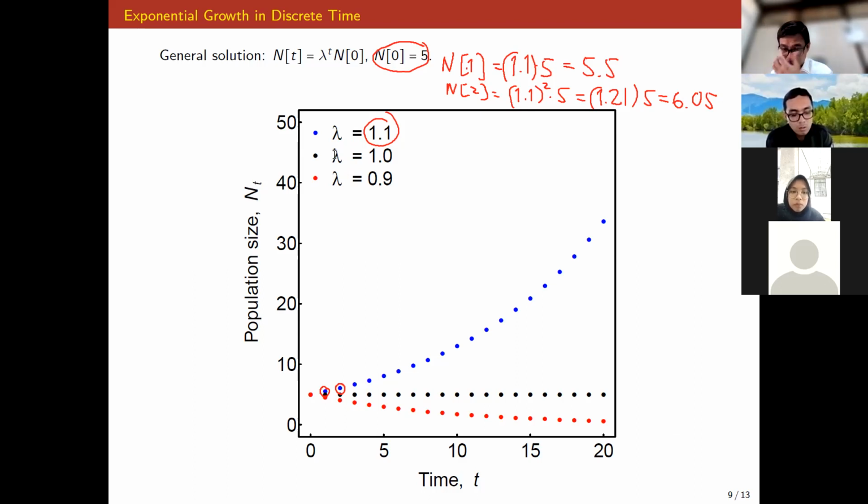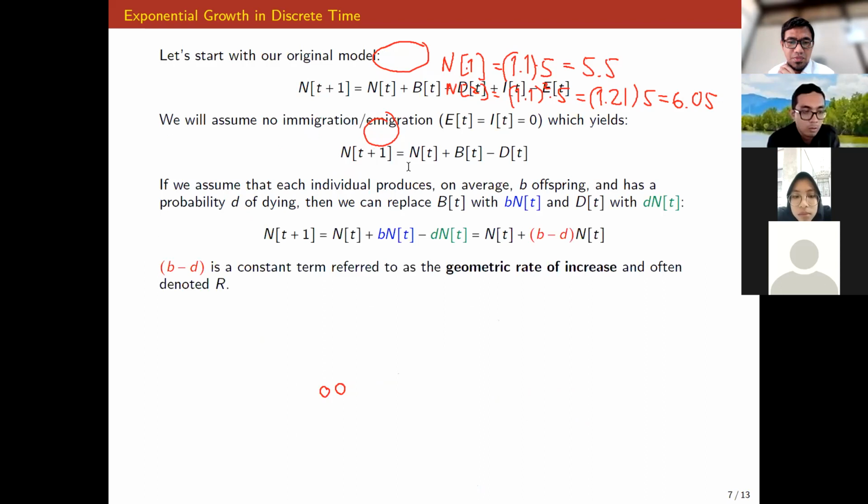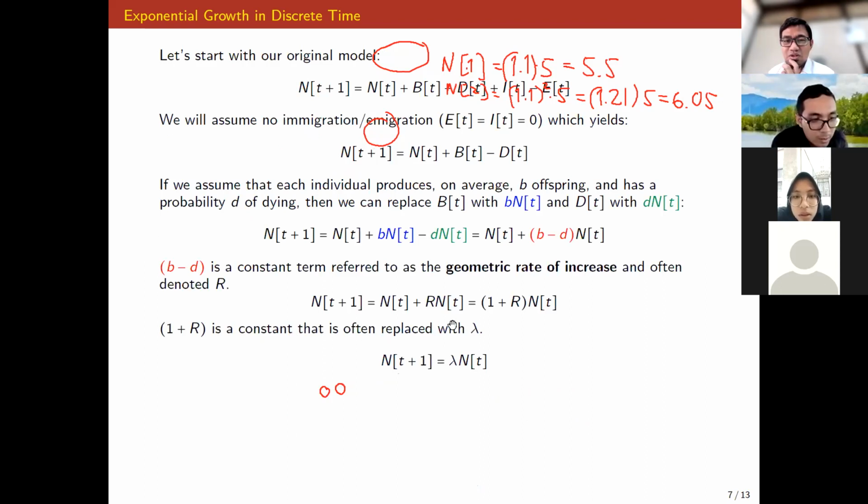So what is lambda? Do you remember? Lambda is the wavelength, sir? Don't make a connection to other topics. We talk about lambda in this context, in this case. Lambda is just a constant, after we have made simplifications. First, the births and the deaths, we collect them and replace by b minus d, which becomes r, and 1 plus r is replaced by lambda.